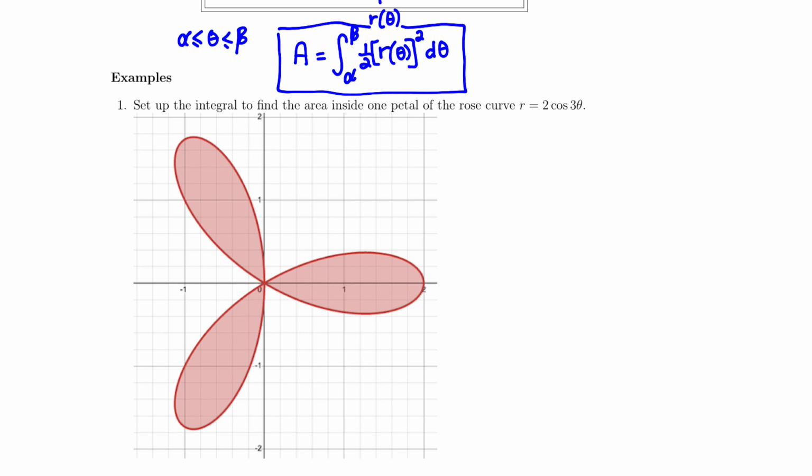So how could we do a problem like this? Let's set up an integral to find the area inside one petal of the rose curve.